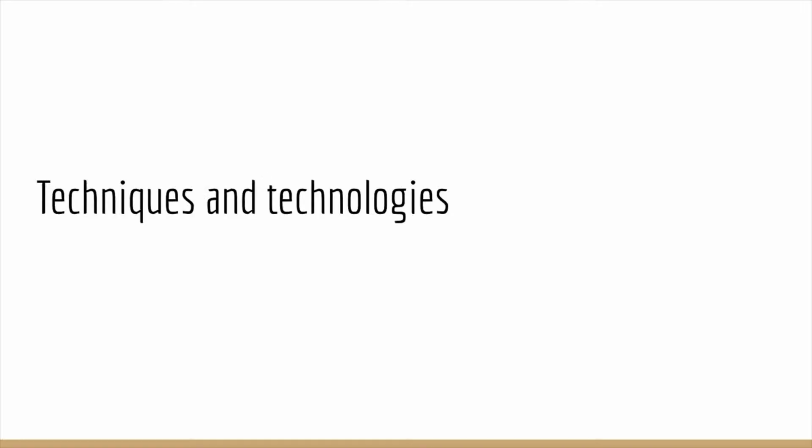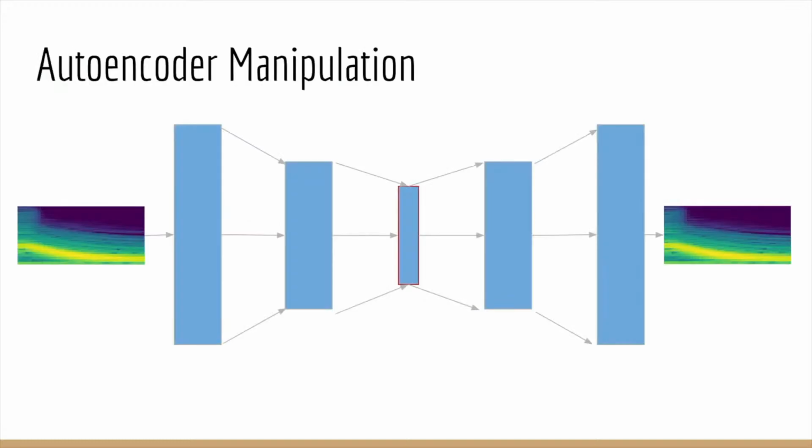In the next part of this presentation, we look at some techniques and technologies for using artificial intelligence with audio visualizations. A common technique is to use an autoencoder. An autoencoder's purpose is to create a latent space, which is a compressed representation of its input. We can then use this latent space for cross-modal mappings.